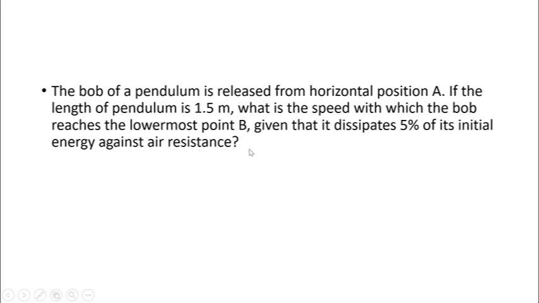So first we will draw the figure to see how it will look. The bob of the pendulum is released from a horizontal position. So that means it was brought here in a horizontal direction and it was released like that and it reached here. So this is the path through which it has traversed. Its length is 1.5 meters. What is the speed with which the bob reaches the lowermost point? So this is the point A and this is the lowermost point B, given that it dissipates 5% of its initial energy against air resistance.